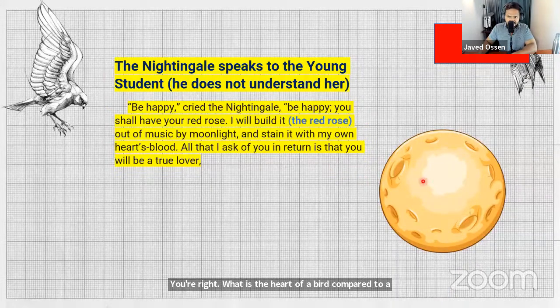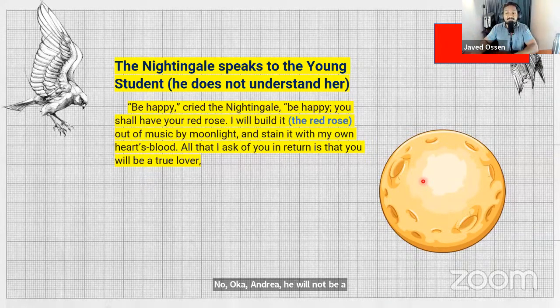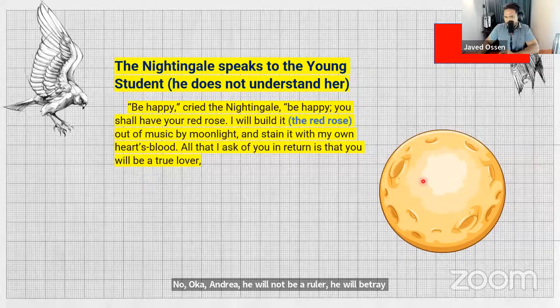So the nightingale believes that the young student will be a true lover. But will he be a true lover? No, he will not be a true lover. He will betray his love. In the very ending, we'll talk about that. It brings out the common human weaknesses in society. True. Only the nightingale and the oak tree have real insight.